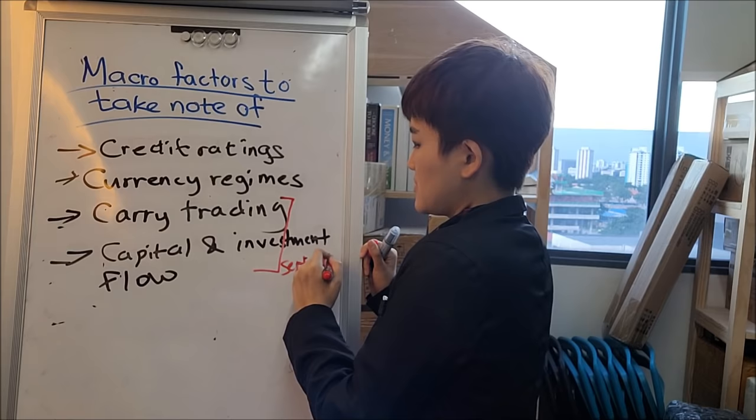ISM manufacturing PMI, as well as non-manufacturing PMI, which is also called services PMI. Okay? And then, cannot see, right? Let me just write somewhere else. Over here. I'll just write it here, okay? Housing data, consumer and business sentiment, consumer confidence, and also TIC capital, which measures capital flow, as well as industrial production index.